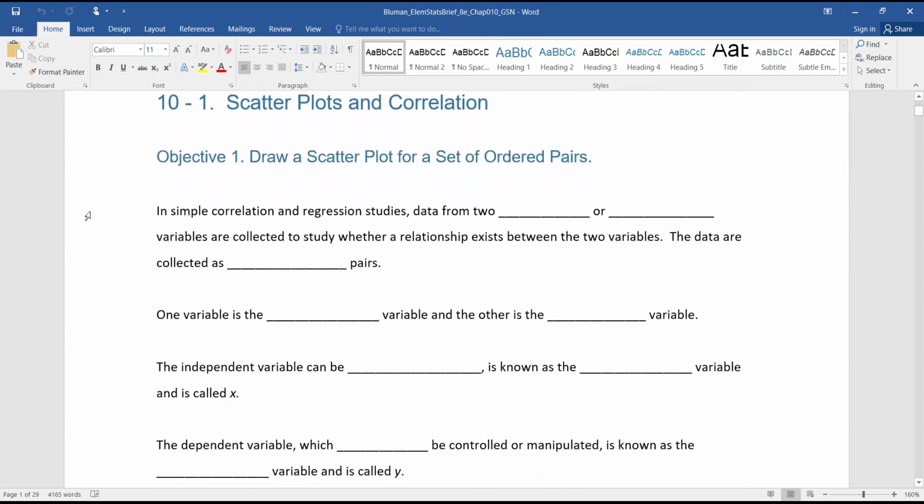In 10.1, we talk about scatter plots and their correlation. So our first objective here will be to learn how to draw a scatter plot for a set of ordered pairs. In simple correlation and regression studies, data from two numerical or quantitative variables are collected to study whether a relationship exists between the two variables. The data are collected as ordered pairs.